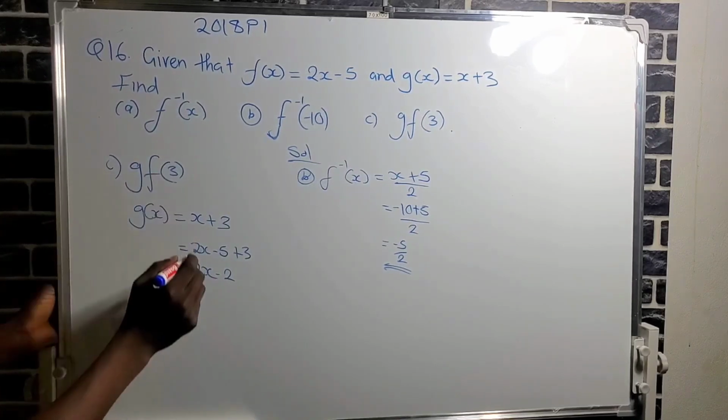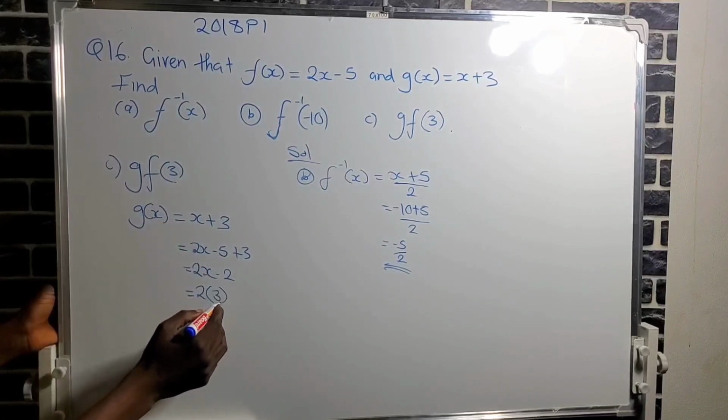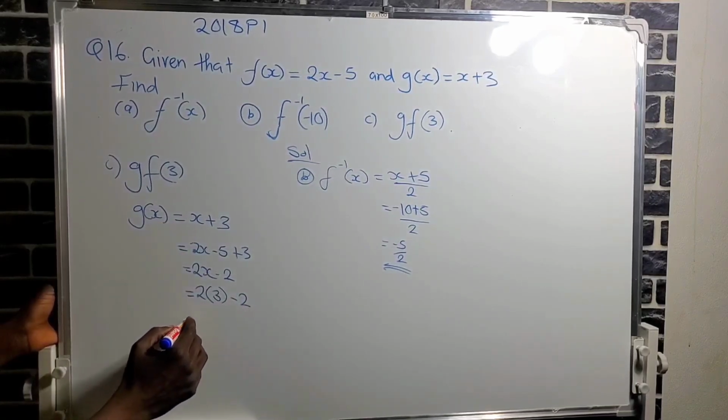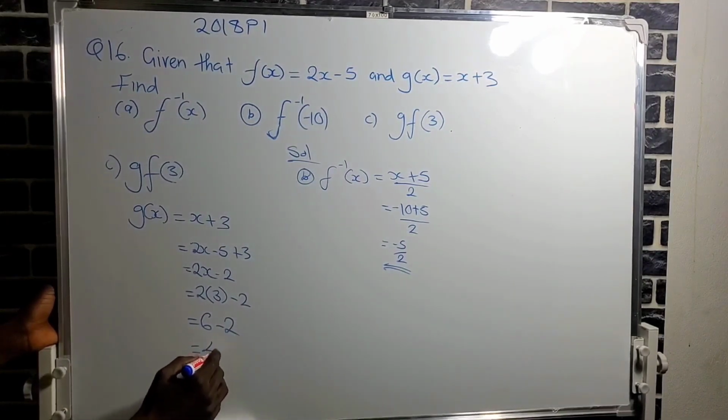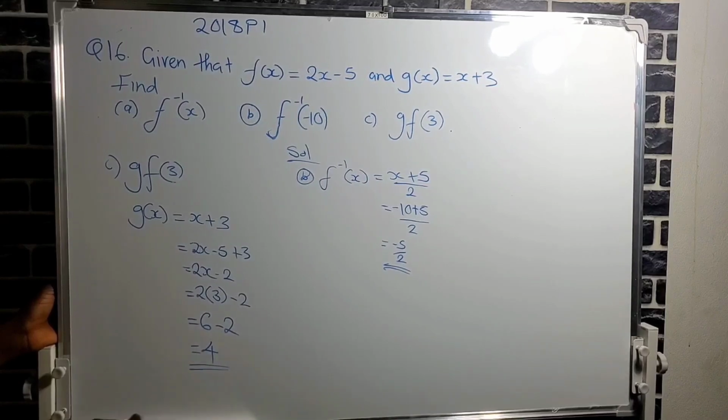Now inside there is a number, so where there is x, we're going to substitute with the 3 like this. So it will be 2 times 3, 6, minus 2. 6 minus 2 is simply 4. Okay, so it is as simple as that. All right, that's how you find functions. Let's keep on revising. Let's go to the next question.